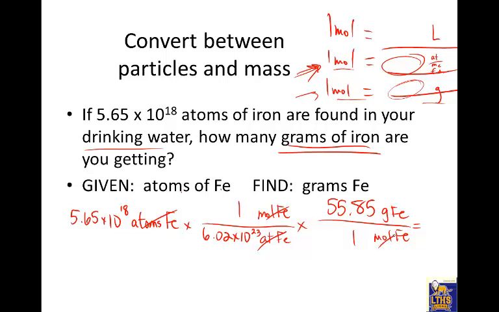Atoms cancel atoms, moles of iron cancel moles of iron. And then 5.65 times 10 to the 18th divided by 6.02 times 10 to the 23rd times 55.85 gives you 5.24 times 10 to the negative 4th grams of iron. Okay, so why is this such a small mass?